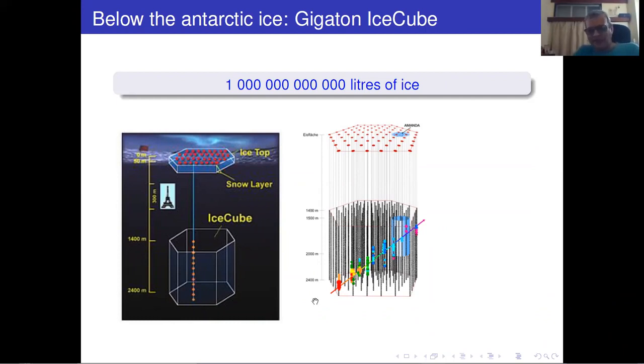And then what will happen is when a neutrino comes, interacts with ice somewhere, it produces a muon. The muon will travel like this. When it travels, it will give out Cherenkov light, and the Cherenkov light will be detected by the photomultiplier tubes, and we will see the particles. This is the principle on which IceCube works.